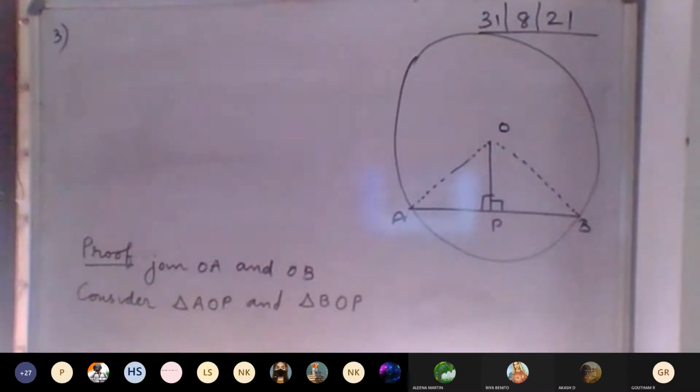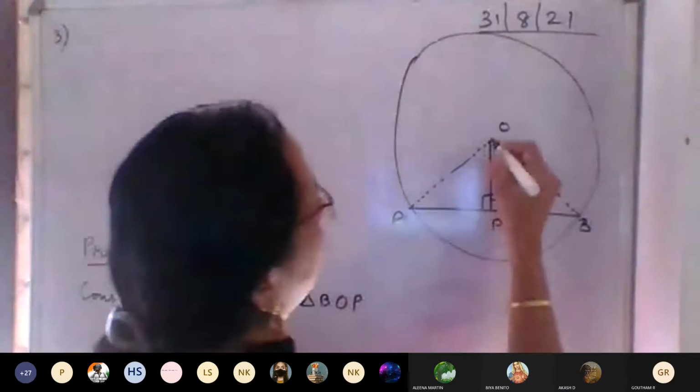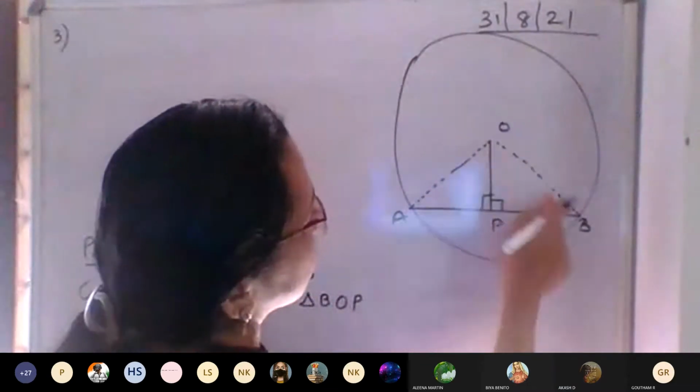Next, we consider triangles AOP and BOP. OP is common for both triangles.